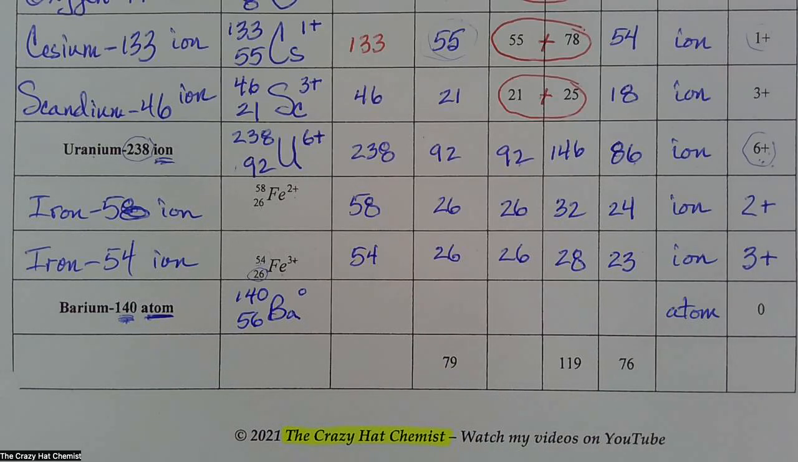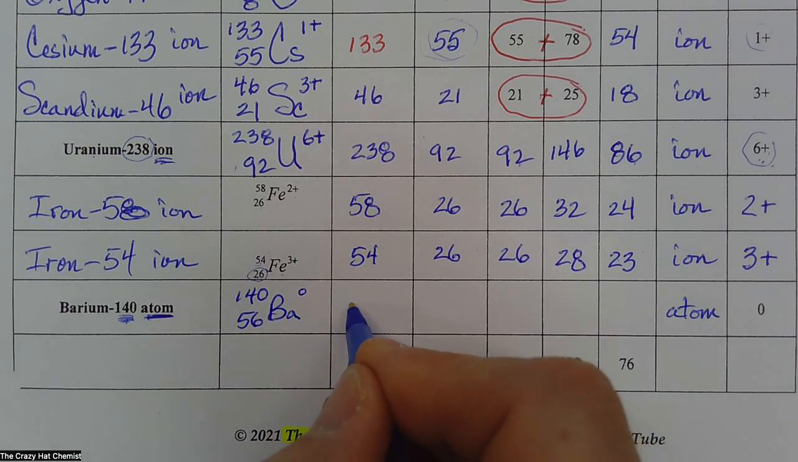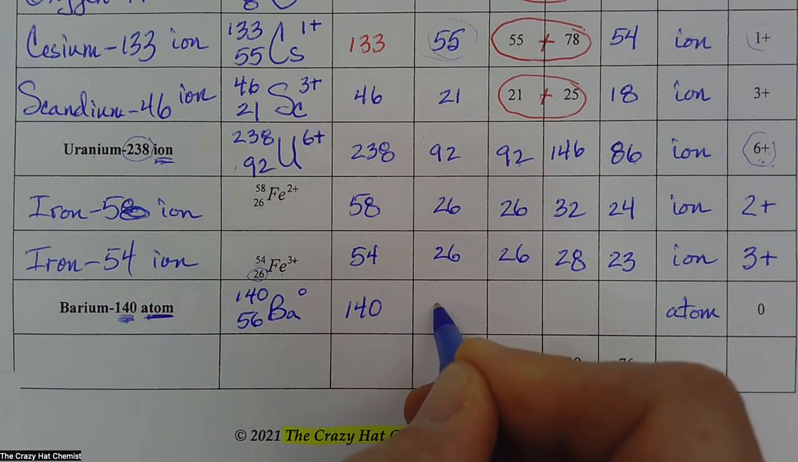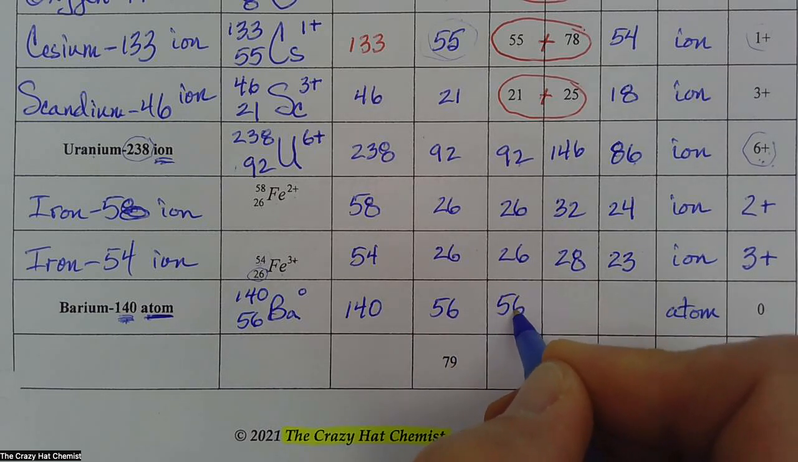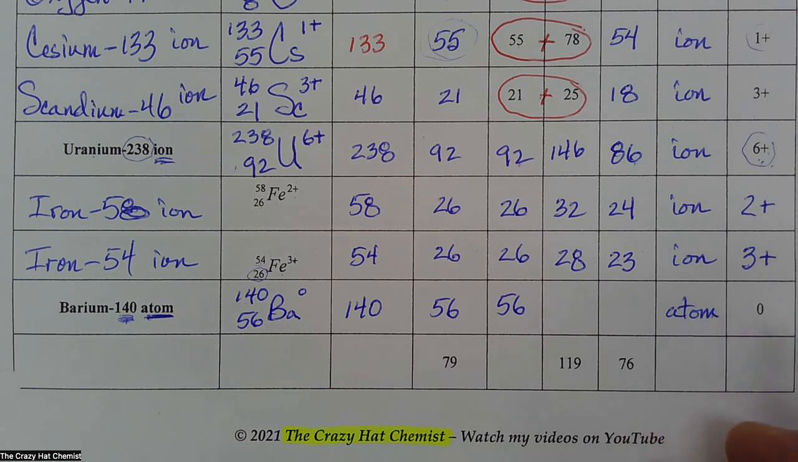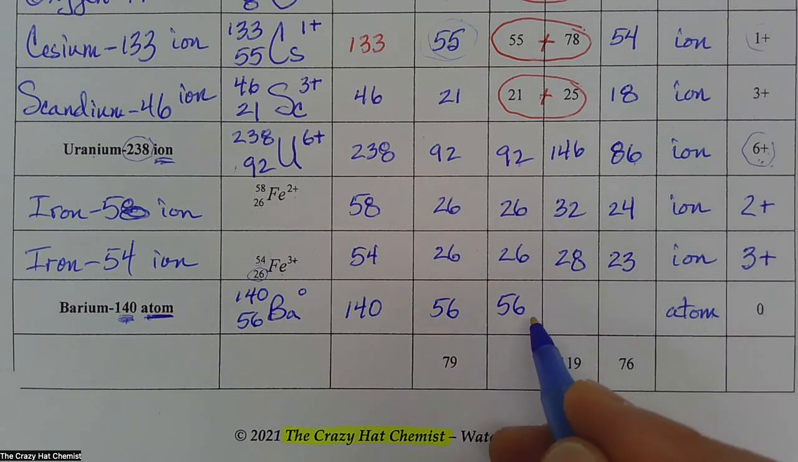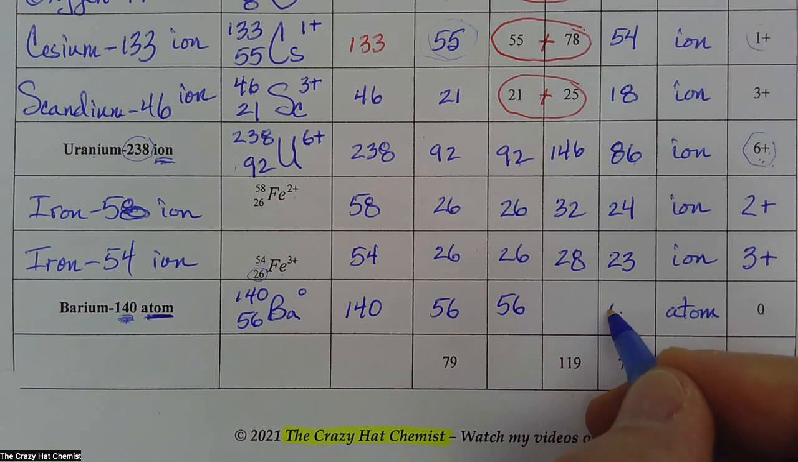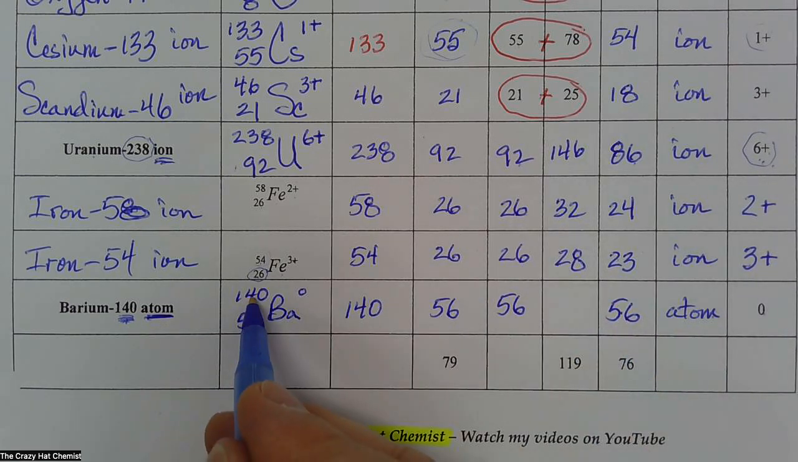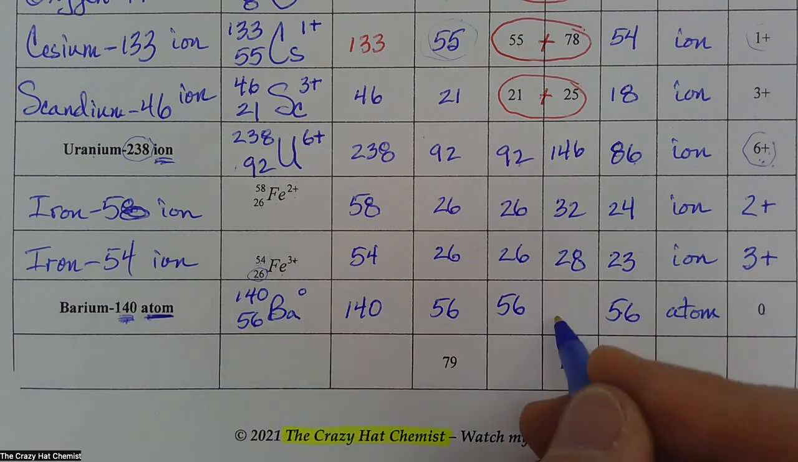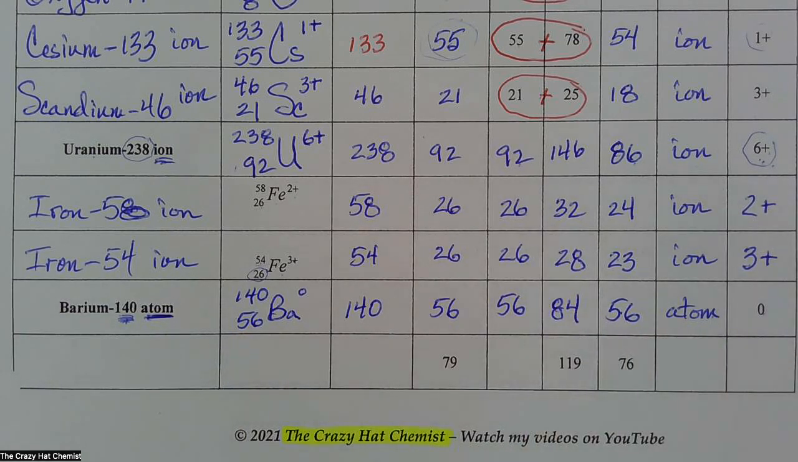So that means that the mass is 140, the atomic number is 56, the number of protons is 56. And since this is an atom and it has a net charge of 0, that means that the protons and the electrons are the same in number. Okay, now what we have to do is take 140, subtract 56, and we will get 84. That is the number of neutrons. Beautiful. We have one more to do here, folks. So let's see if we can hammer this out.